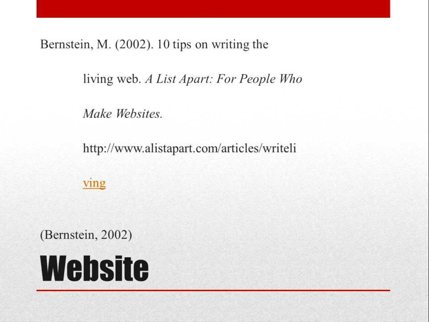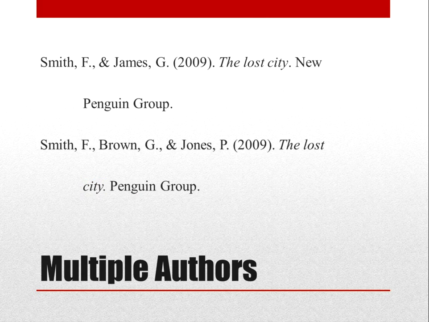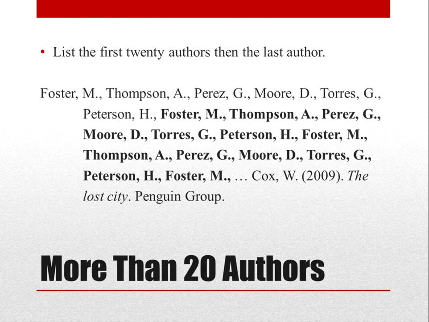Now here is an example of a website citation. You do include the link afterwards as displayed here. And here are some examples of instances of multiple authors and how you would cite those as a reference. Now if you have more than 20 authors, you list the first 20 authors and then the last author, like so. So in this case you see the first 20 authors listed, ellipses, and then the last author.